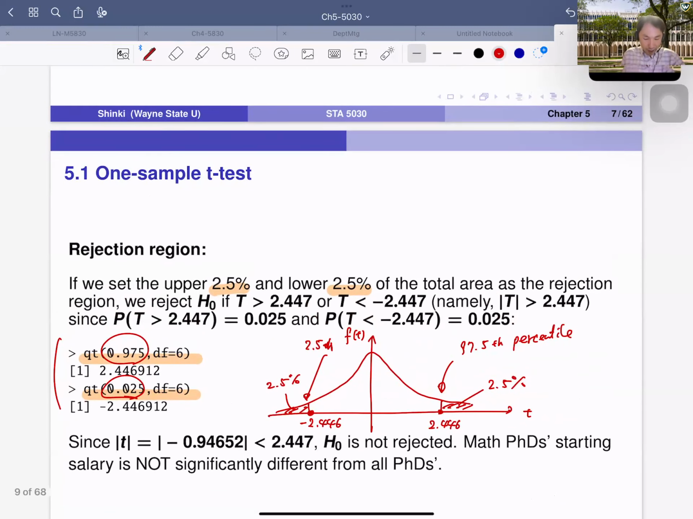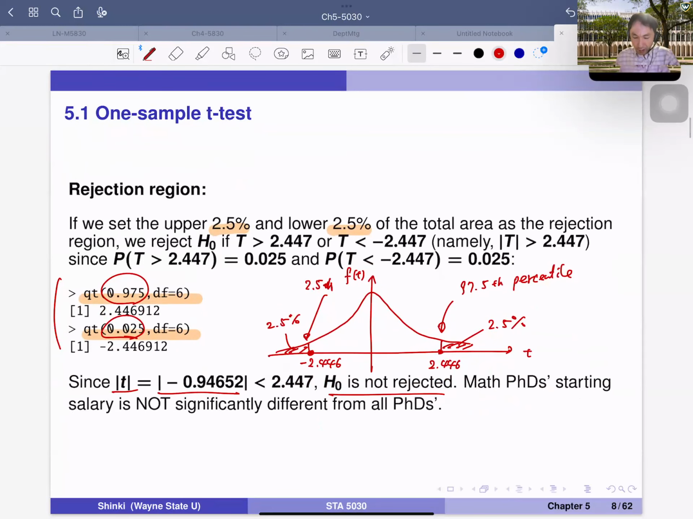So formally, we can say that if the absolute value of the t-statistic is larger than 2.4469, then we reject H naught. And if this is less than 2.4469, we do not reject H naught. So here, H naught is not rejected. So mass PhD's starting salary is not significantly different from all PhDs.